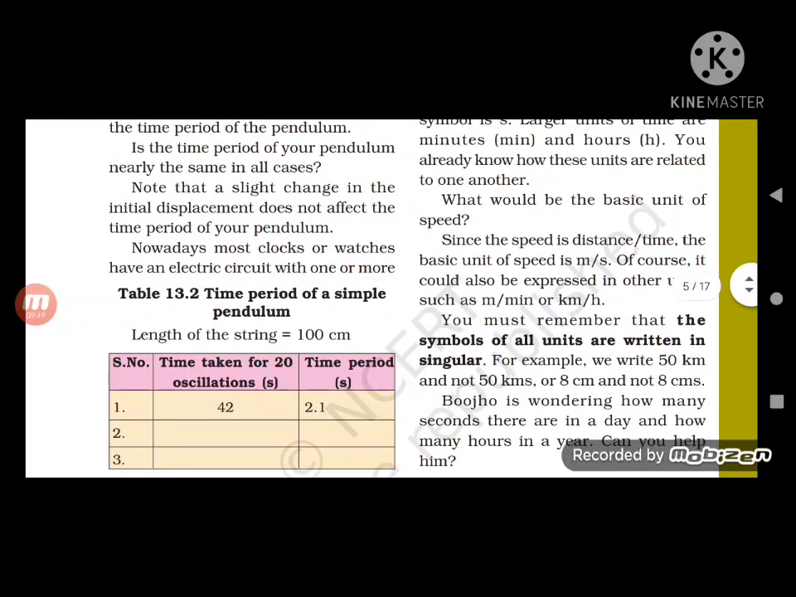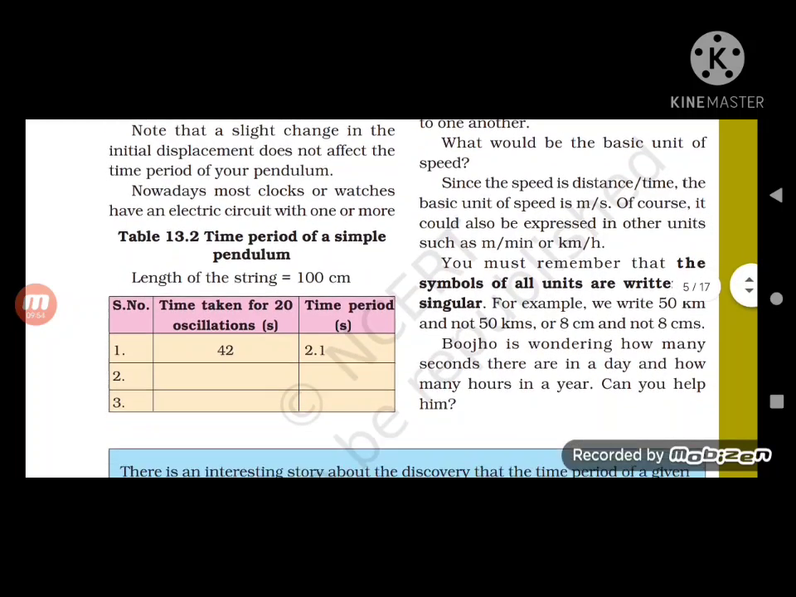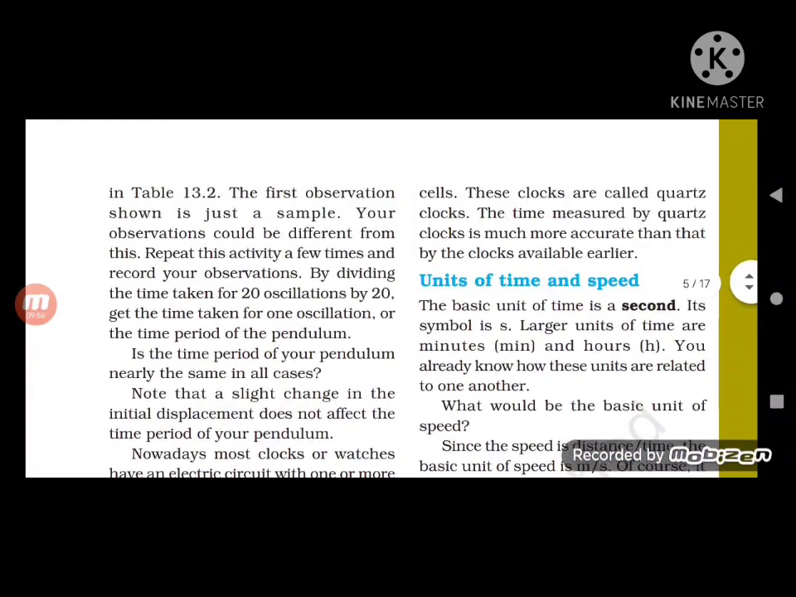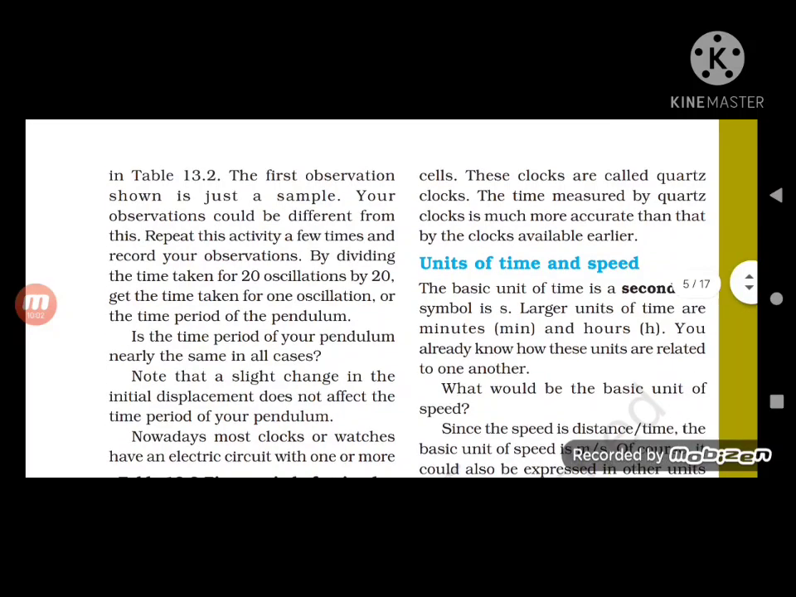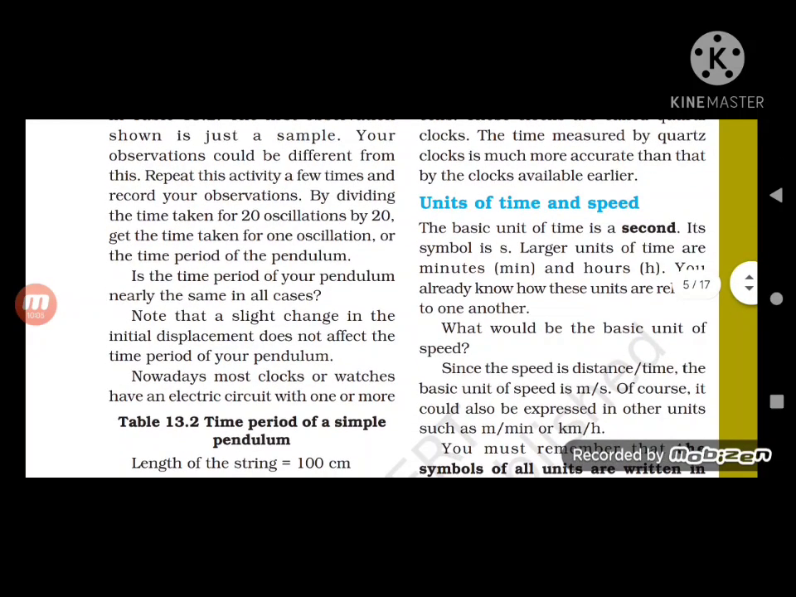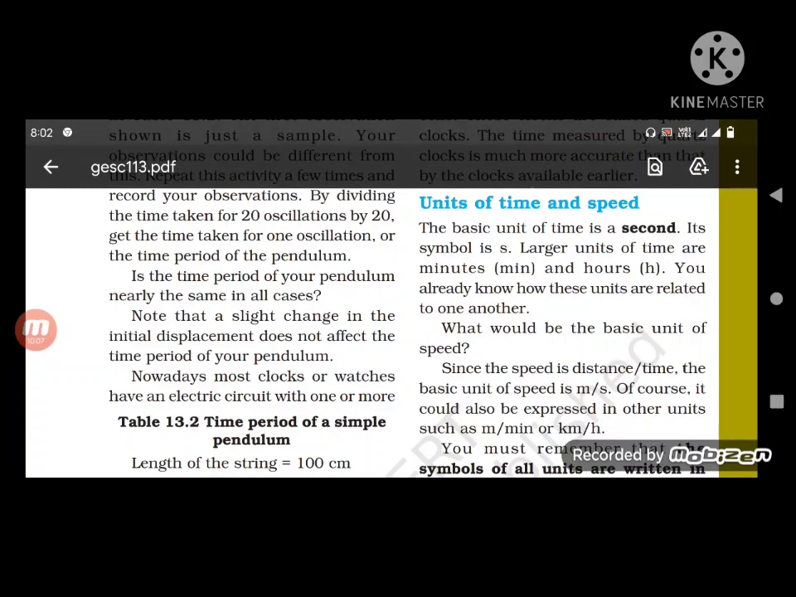Nowadays, most clocks or watches have an electric circuit with one or more cells. So these clocks are called quartz clocks. The time measured by a quartz clock is much more accurate than the watches or the clocks we had before.